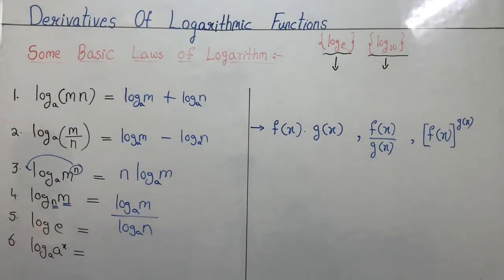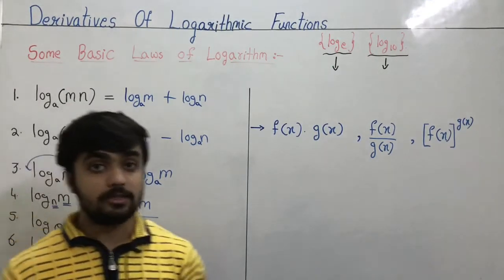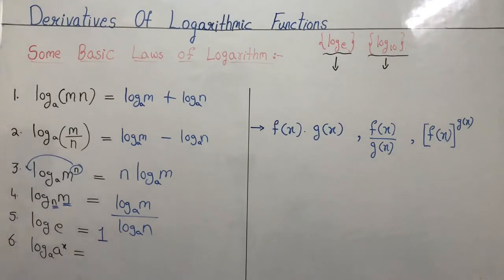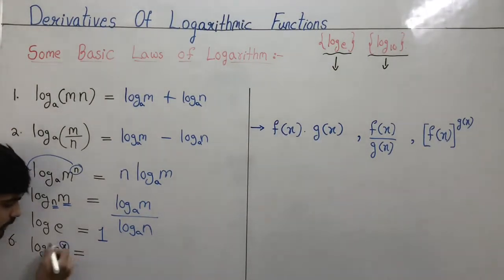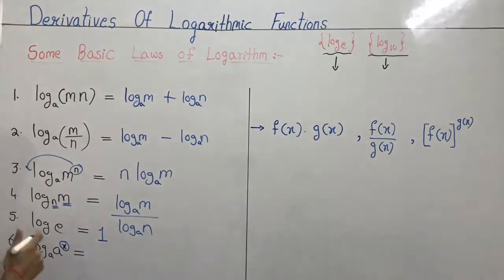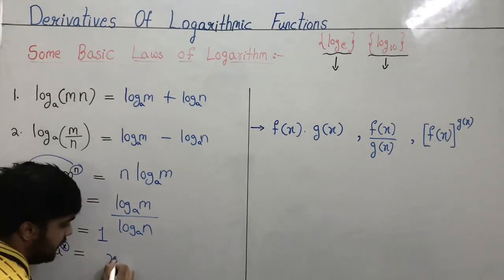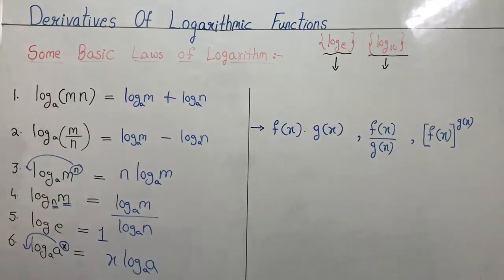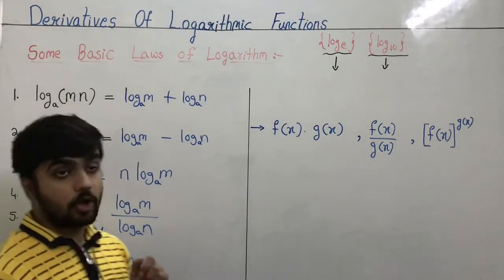Next is log e. So remember that log e is always 1. Okay, so log e is always 1, and our next function is log of a raised to x. Same, now a raised to x, so it is raised to, we'll need to take it down here. So what we'll get is, it is x log of a to the base a. Okay, so these were 6 basic laws of logarithm. Now let us see derivatives of logarithmic function.